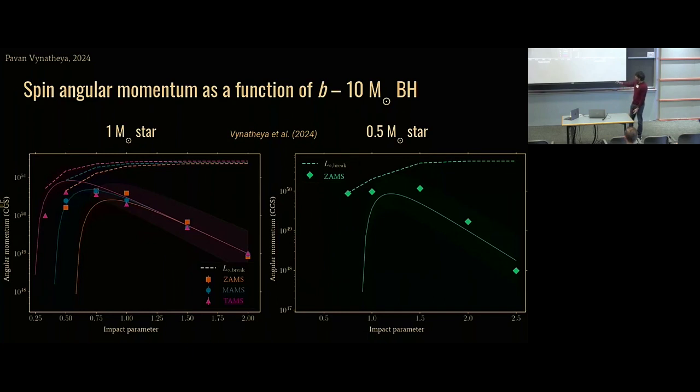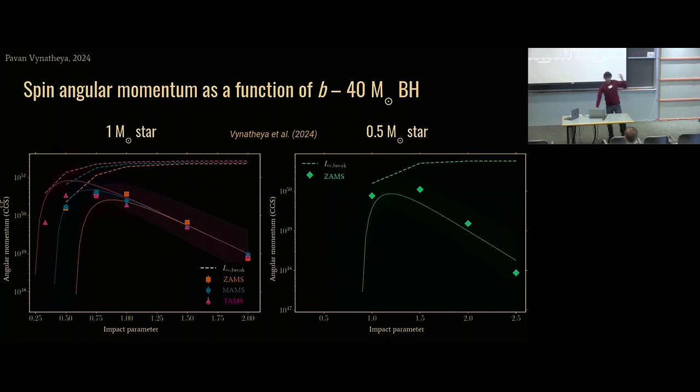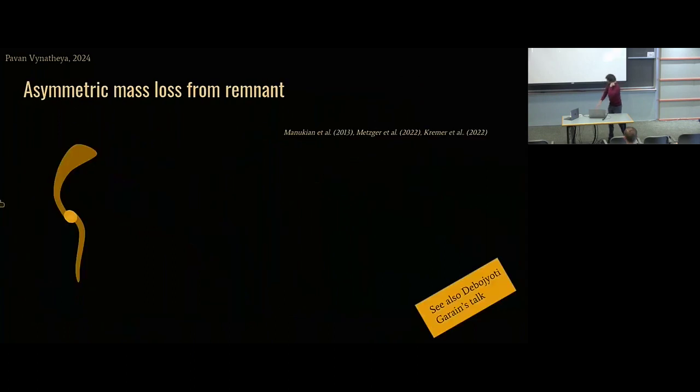And this is similar with a 0.5 solar mass star, and the same thing with a 40 solar mass black hole instead of a 10 solar mass black hole. I'm sorry if the fitted lines were kind of distracting, but yeah.